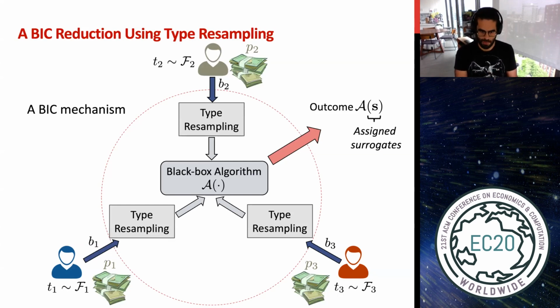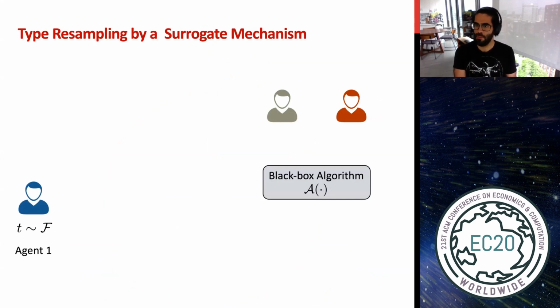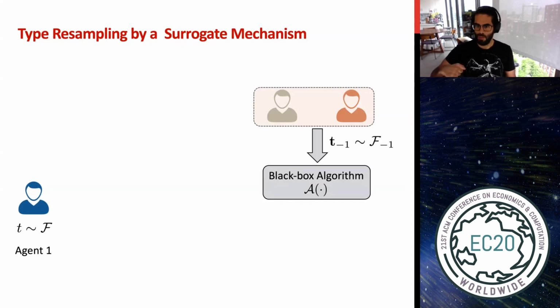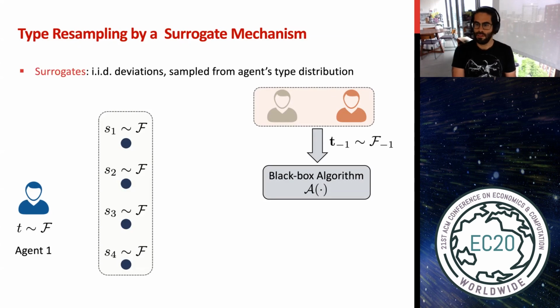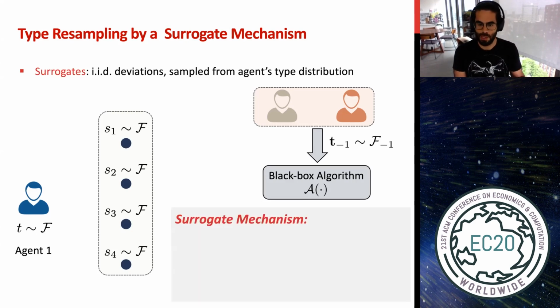Let's think about this problem a little bit more. Let's think about the type resampling procedure, which I call the surrogate mechanism, from the perspective of one agent, agent one. Assume that the other agents are reporting their types truthfully to the allocation algorithm in the center of the previous slide. Now suppose I want to design the resample type of agent one. The first thing I do is take many IID samples from the type distribution of agent one, so that I cover the entire possible set of deviations, roughly speaking. Now I want to pick one of these surrogates to be assigned to this agent. How do I do that?